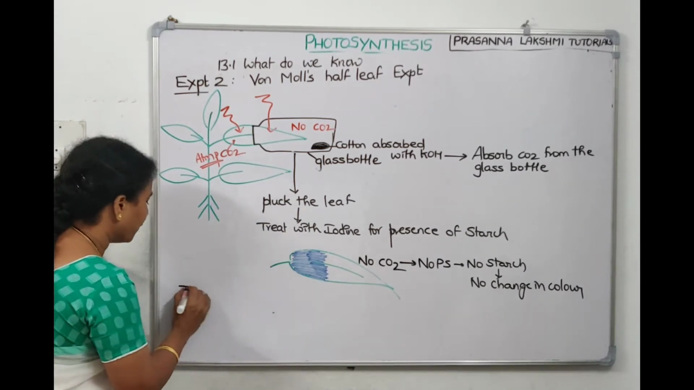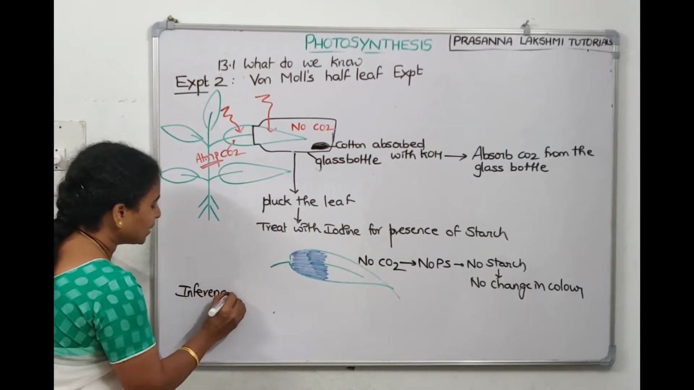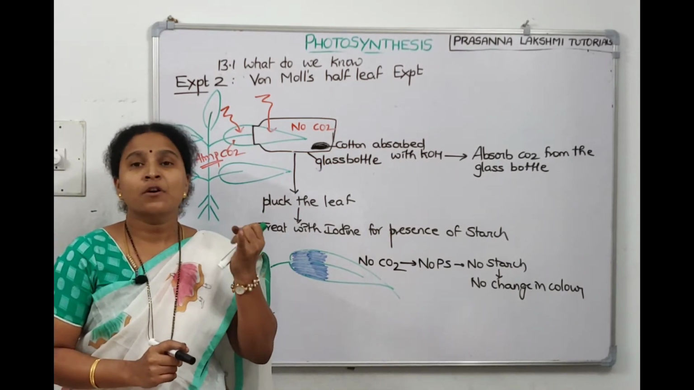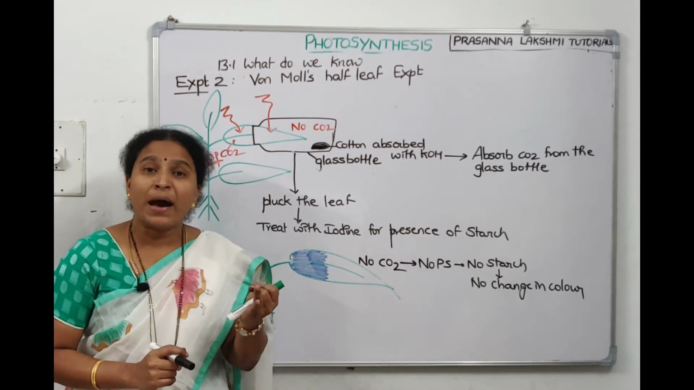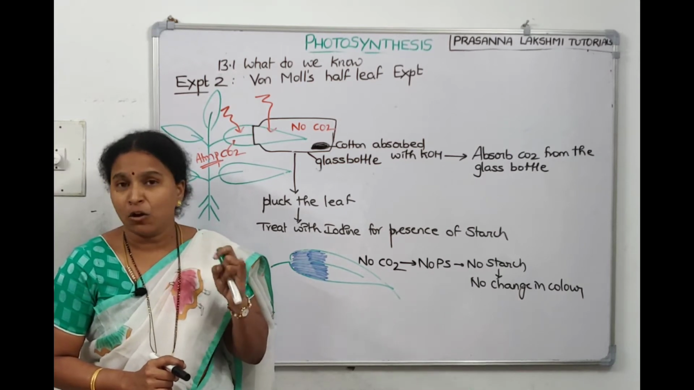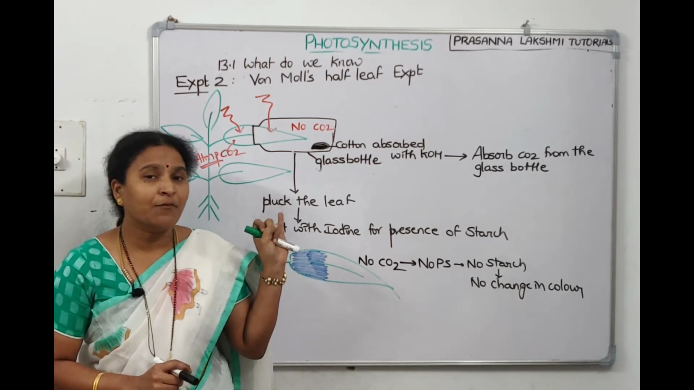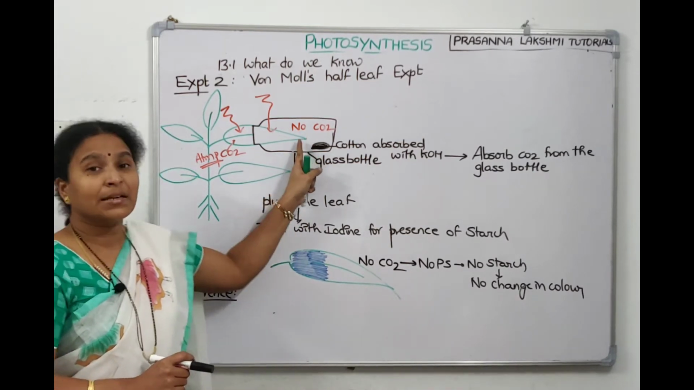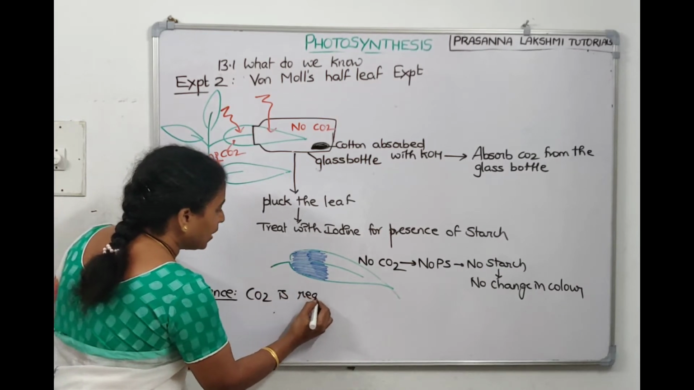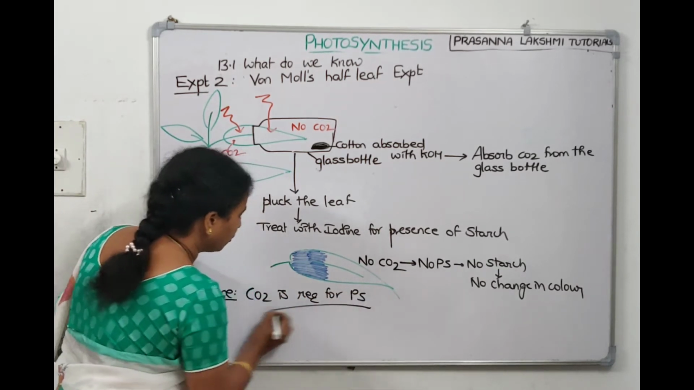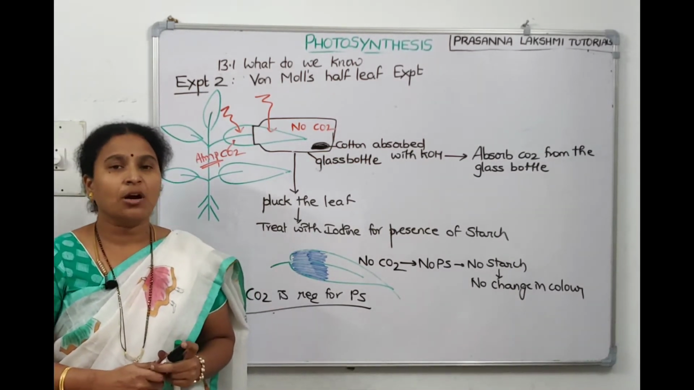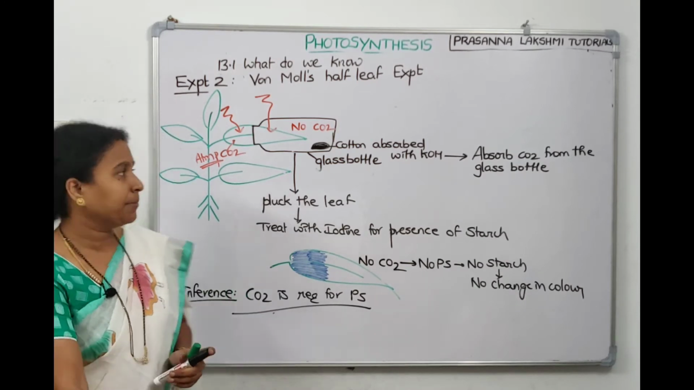Now what is the inference? As we discussed, they will ask you what is the inference of the variegated leaf experiment and of Moll's half leaf experiment. The inference of the variegated leaf experiment is that the green part of the plant will absorb light and do photosynthesis. The significance of Moll's half leaf experiment is that carbon dioxide is required for photosynthesis. Understood, children? This is the second experiment. Take a screenshot, then we will continue with the next experiment.